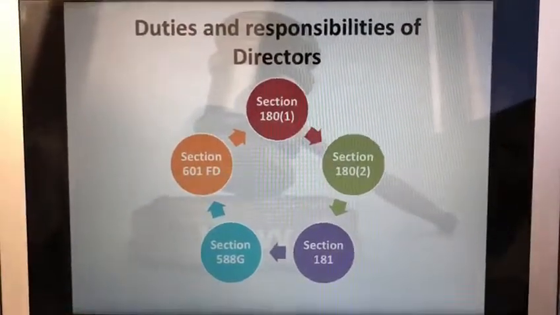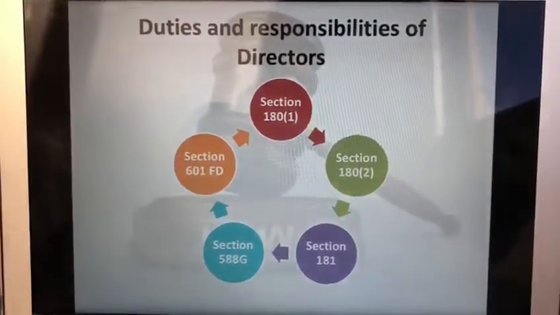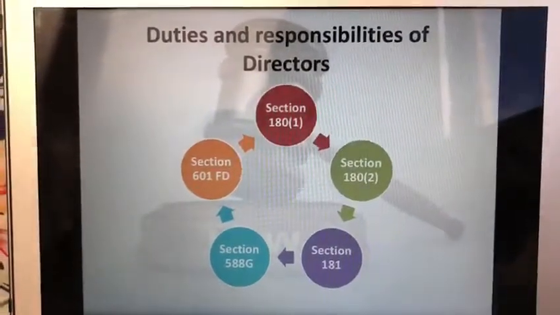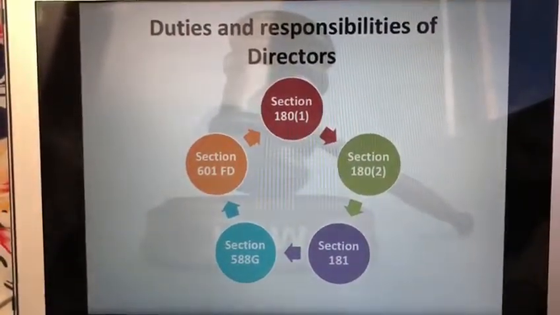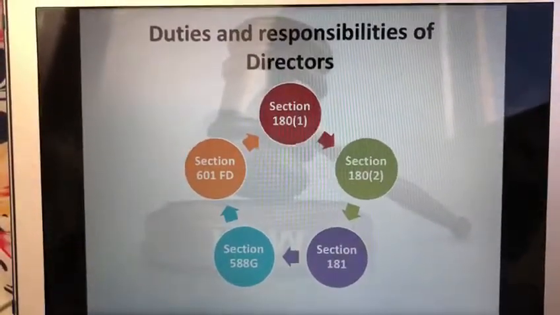That means, being a director of the company, the director must act for the company. The actions done by the director should be in favor of the company and should not misuse their power and position against the company.